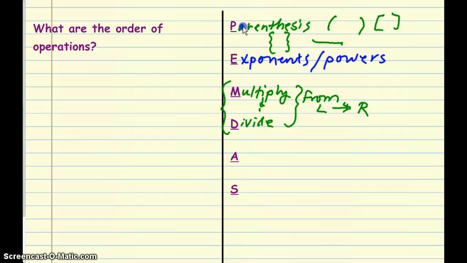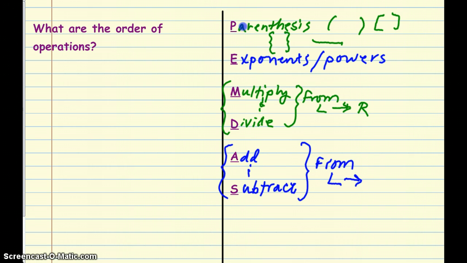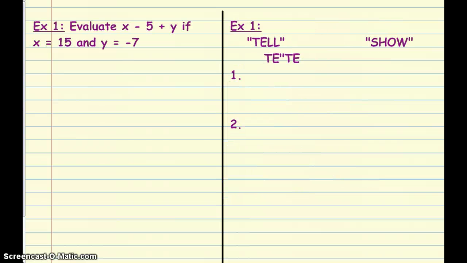And then last but not least, these two go together as well. You're going to add and subtract. And just like multiplying and dividing, you also do addition and subtraction from left to right. So once you've started inside the grouping symbols, you've done all the exponents, go through and do any multiplication and division, and then you go through and do any adding and subtracting. So let's practice some problems.